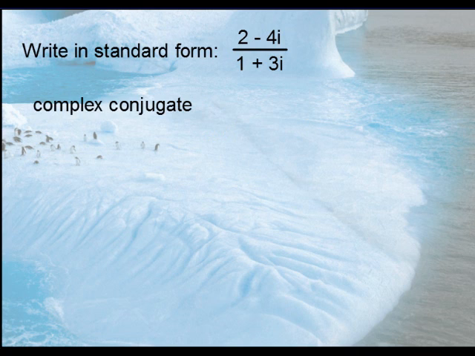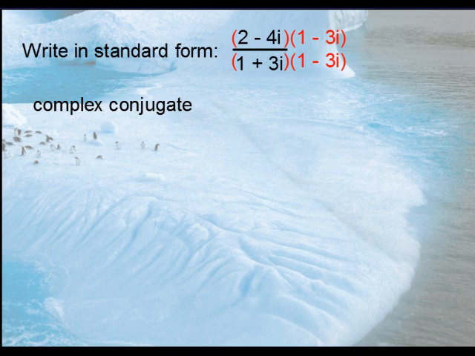Instead, what you'll want to do is multiply the top and the bottom by the complex conjugate. And it's going to be the complex conjugate of the denominator. The main idea is we want to eliminate this i down here. Now the complex conjugate essentially is going to be the same statement with one change. The sign in the middle here is going to be opposite.